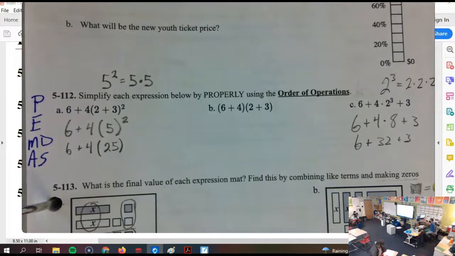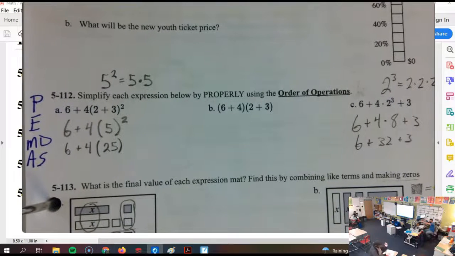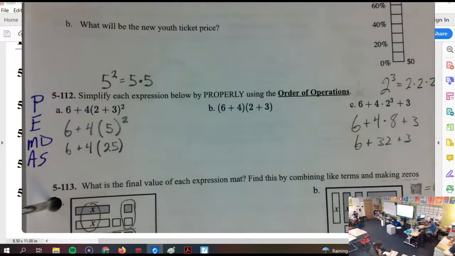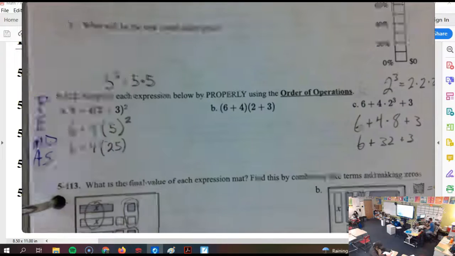Good. Now, so guys, that is why we check homework. That realization moment of, I got it now. Yeah, that's why we do this.